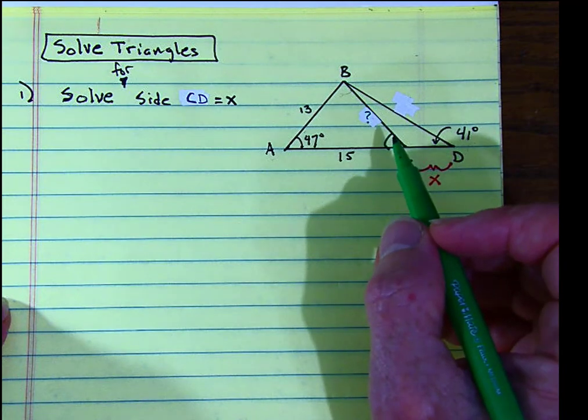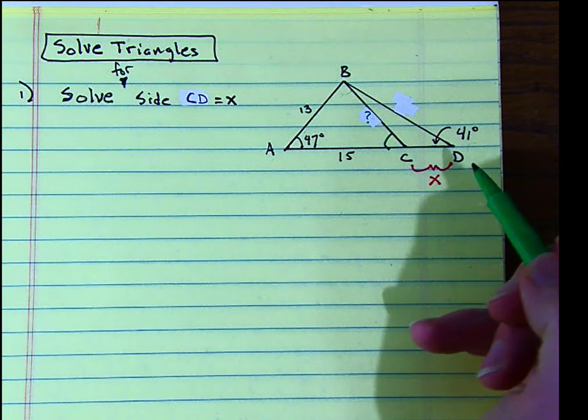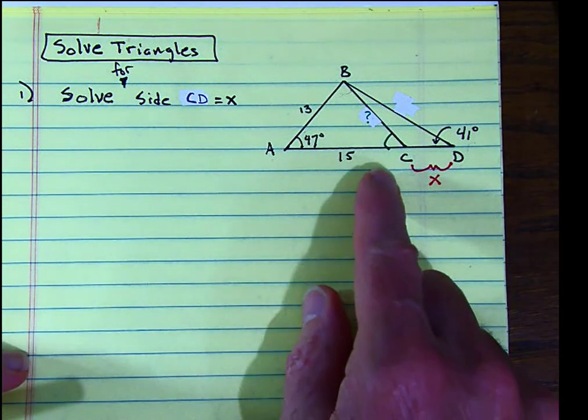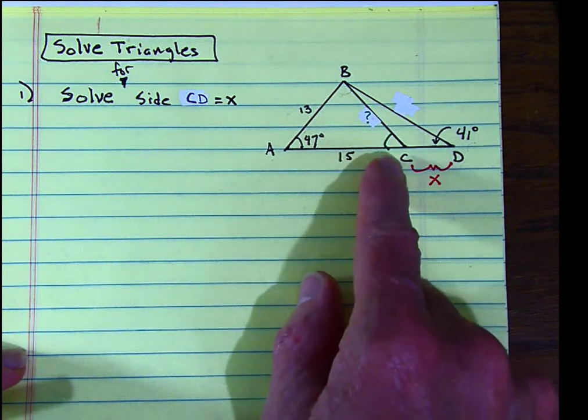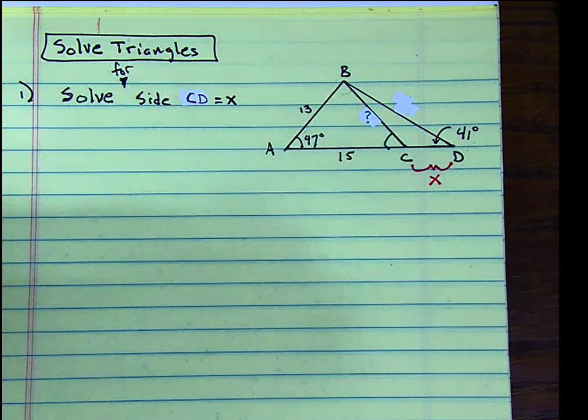And then if I have this angle, then I can get that angle and I can get this side, and I'll be able to solve for side X. So let's start breaking it down and find these two pieces of information here. So just to track down what I have.